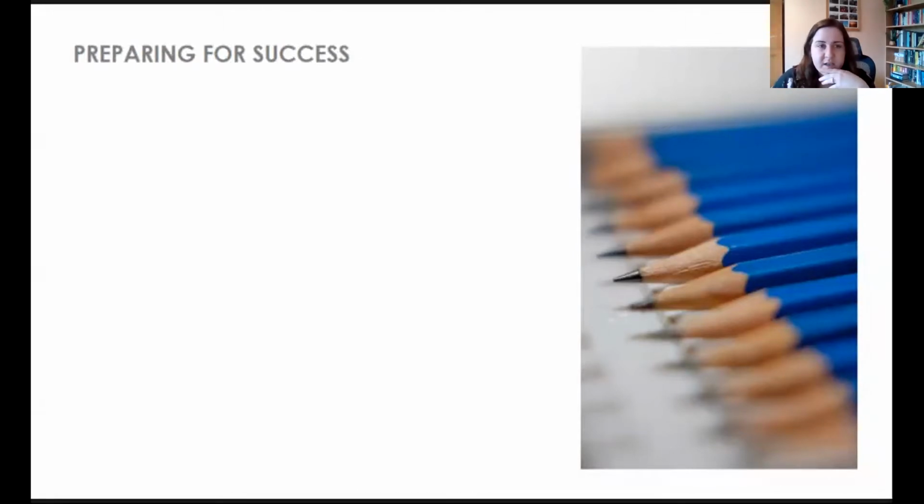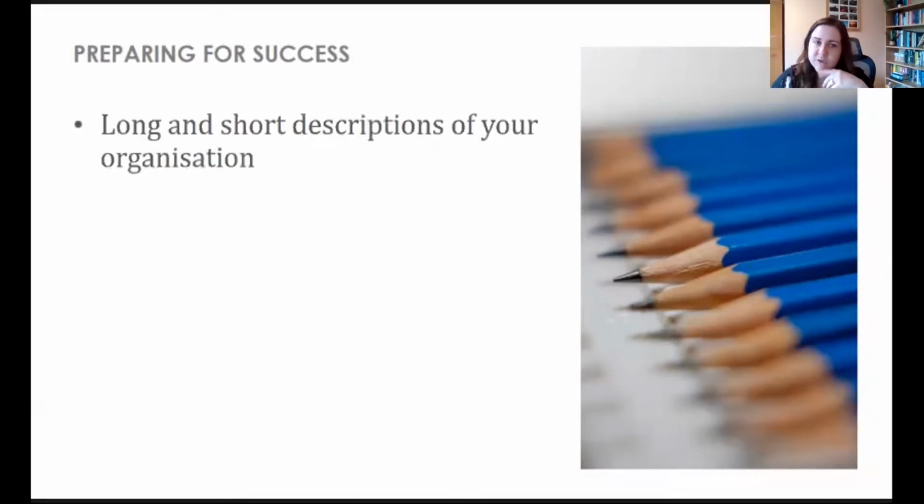So the very first thing, and very simply, is long and short descriptions of your organization. Again, this might seem really simple, and it is easy, but it's often the very first question that's asked of you in an application: to describe your organization. So it's your opportunity to make a first impression. Sometimes they give you 50 words, sometimes they give you 500 words. So having those long and short versions ready can be really helpful.